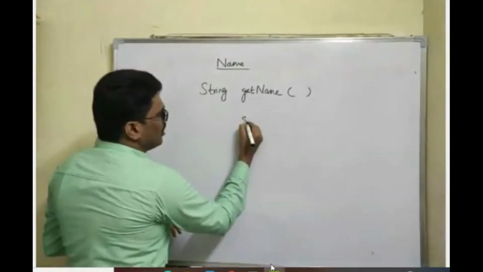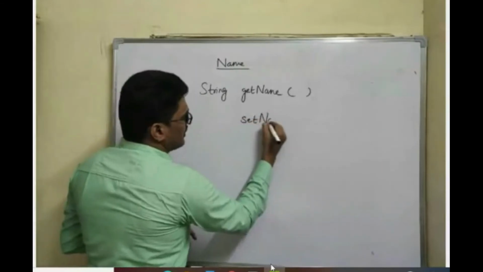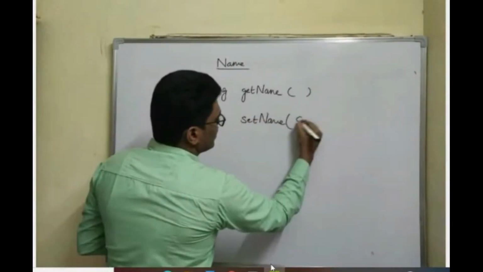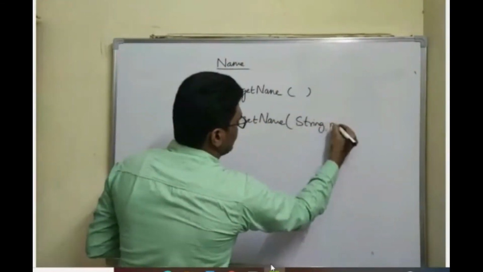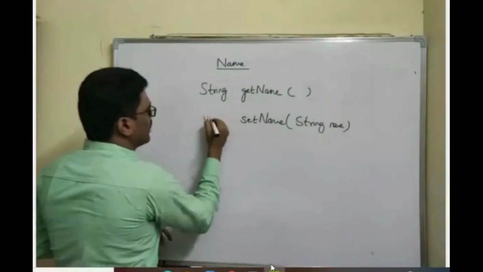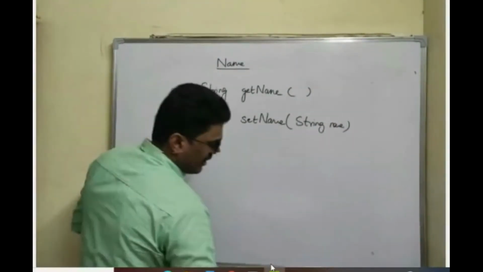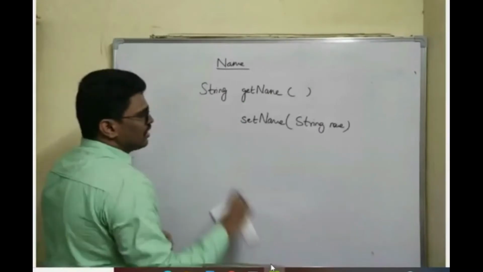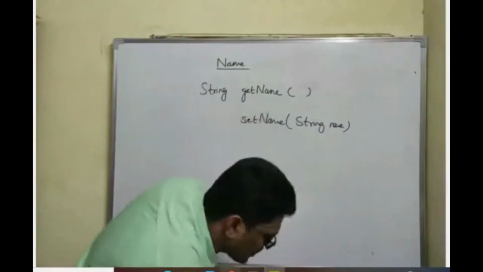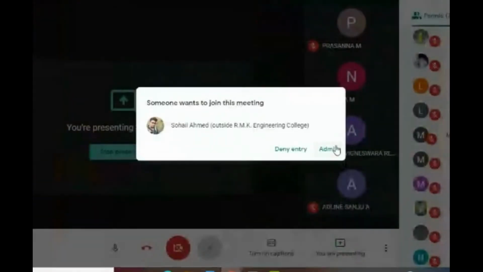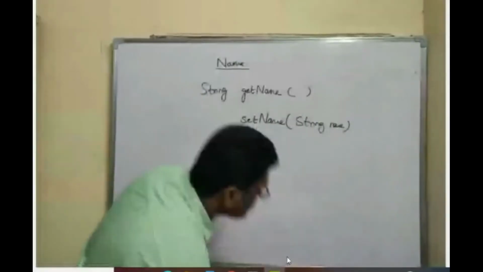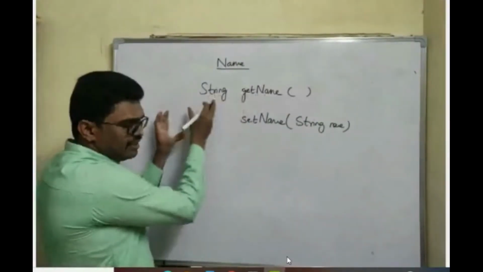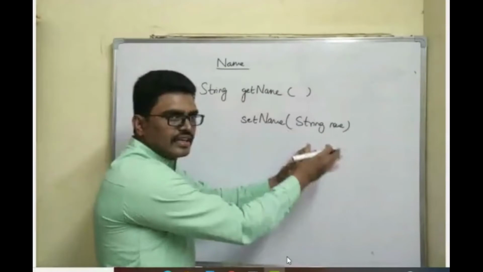Similarly, you want to set some name: setName. Here you have to give the name. Whichever name you want to set, that name you have to give here. It is of void type, it does not return anything. So setName will set the name for your thread. getName will return the name of the thread. setName is going to set the name of the thread.